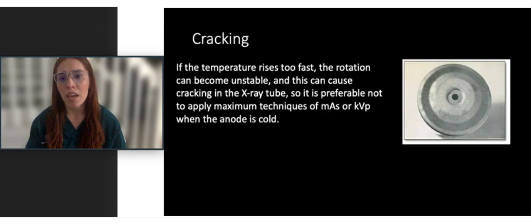Cracking. If the temperature rises too fast, the rotation can become unstable, and this can cause cracking in the X-ray tube. So it is preferable not to apply maximum technique of mAs or kVp when the anode is cold.